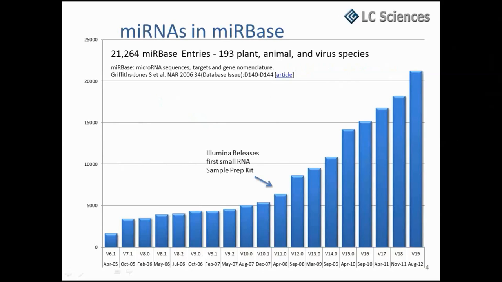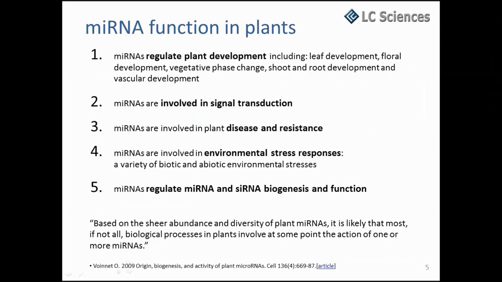Version 19 of miRBase, published in August 2012, has 21,264 miRBase entries, which are collected from 193 plant, animal, and virus species. That's about 1,000 times more than the first published version, version 6.1 of miRBase.